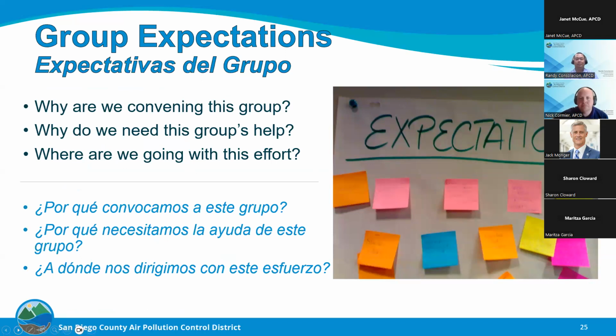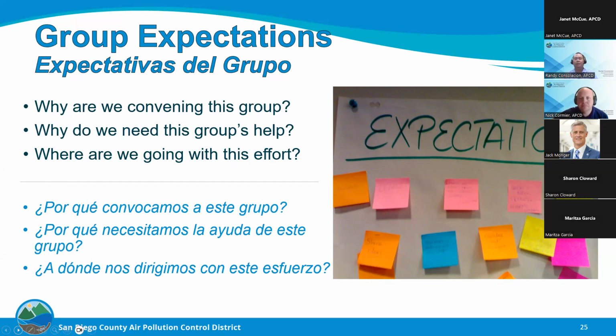Group expectations. Why are we convening this group? In accordance with AB 423 and direction by the governing board. Why do we need this group's help? The issues involved with reducing emissions attributed to warehousing activities are complex. By providing their input, WWG participants, who have varied areas of knowledge and expertise, can assist the district's efforts in addressing these issues.